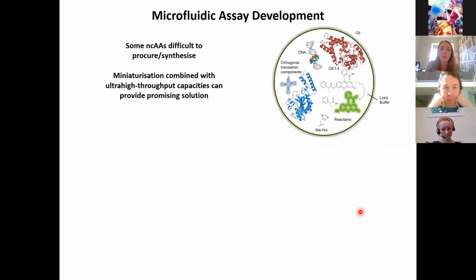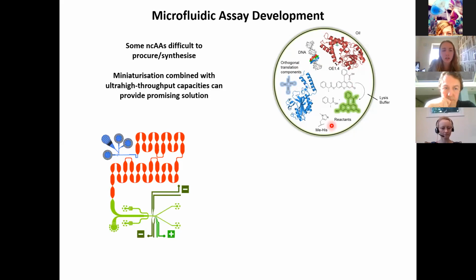Secondly, I've been working in collaboration with a lab in Paris, Andrew Griffiths' lab, on developing a microfluidic assay for this esterase enzyme. Some non-canonical amino acids can be quite hard to synthesize or procure. Microfluidics has the advantage of being on a miniaturized scale with ultra high throughput capacities, allowing you to use sub-milligram quantities of your non-canonical amino acid. Microfluidics works in an emulsion of picoliter aqueous droplets in a bulk oil phase, and each droplet is an individual reaction containing all your reaction components. So we have a single cell containing a single enzyme variant, in our case also with our translation components and our substrate and product. We carry out the experiment on a chip like this.